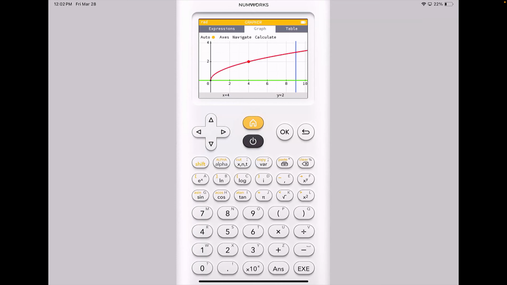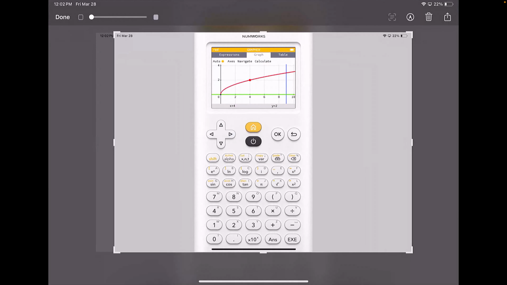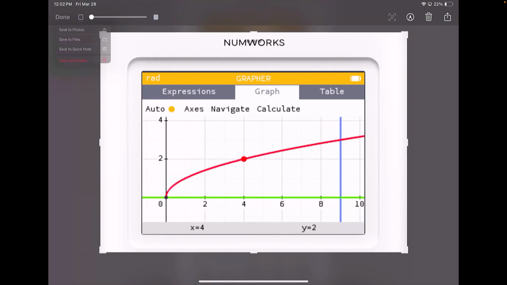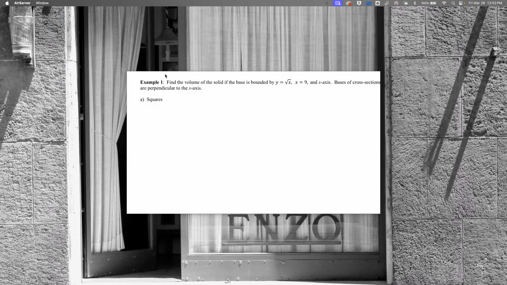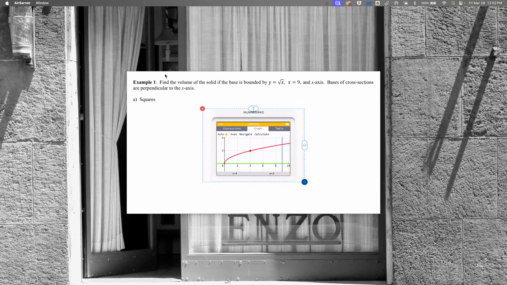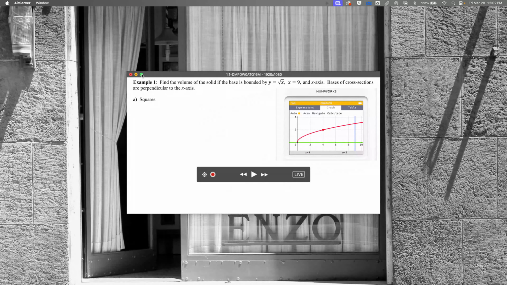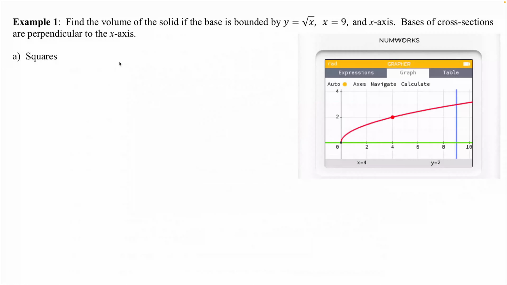Okay, there we go. There's our picture here. So sketch that picture, if you haven't already, onto your notes. We'll start there. So along with the graphs, you see the word cross-sections. That means they want us to use the cross-section method, which is what we're going to do today.